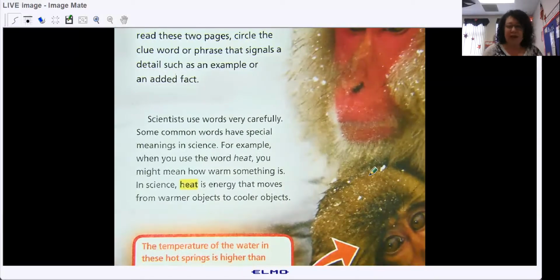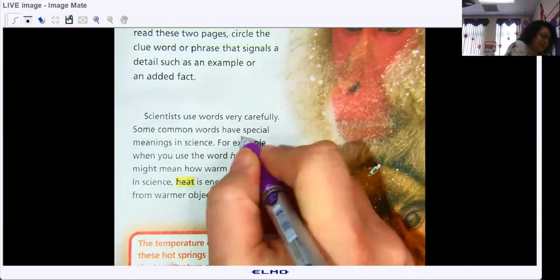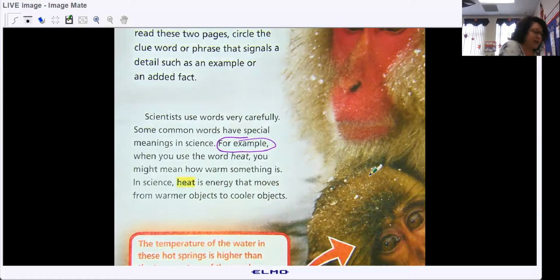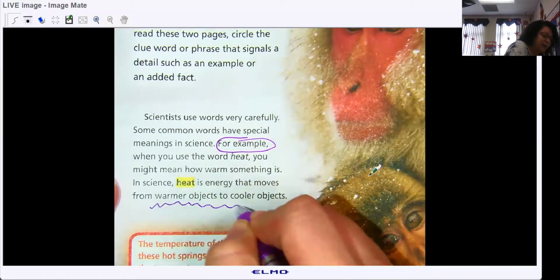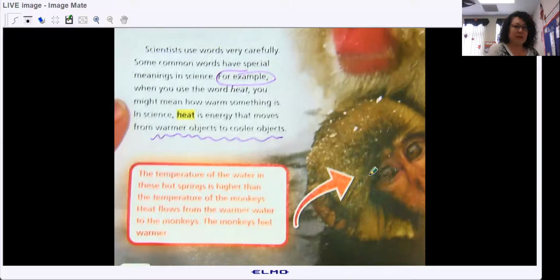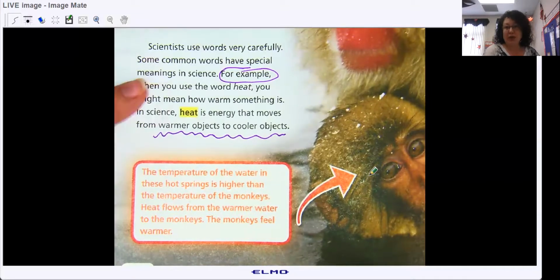Scientists use words very carefully. Some common words have special meanings in science. For example, when you use the word heat, you might mean how warm something is. In science, heat is energy that moves from warmer objects to cooler objects. That's important. It moves from warmer objects to cooler objects. So what I do in my book, you do in your book as well.